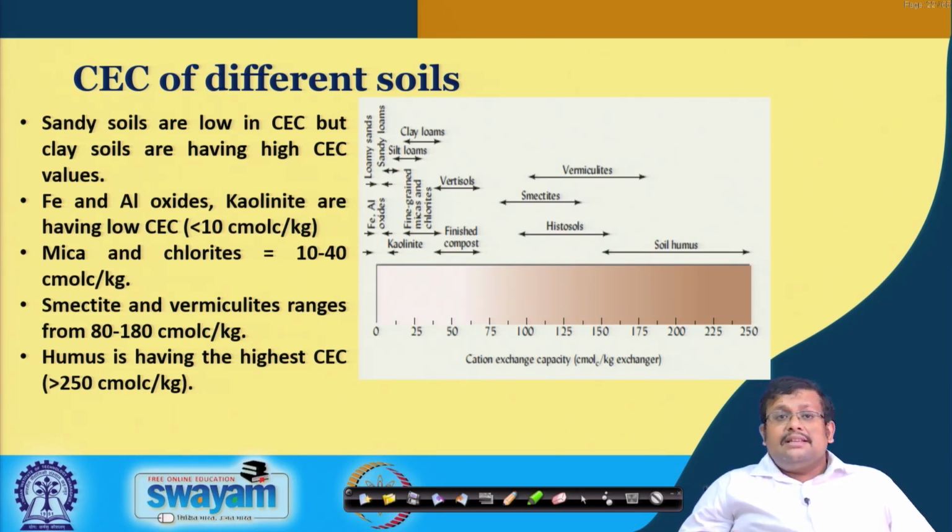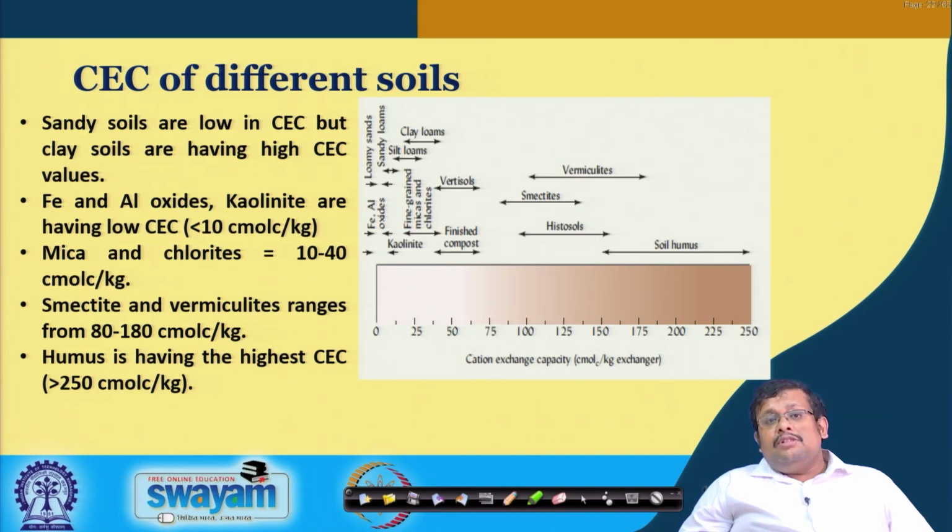Iron and aluminum oxides and kaolinite have low CEC, less than 10 centimole charge per kg. Mica and chlorites have 10 to 40 centimole charge per kg. Smectite and vermiculite range from 80 to 180 centimole charge per kg, and humus has the highest CEC, greater than 250 centimole charge per kg. So humus, or organic matter, shows a severalfold higher cation exchange capacity than the crystalline clay minerals.